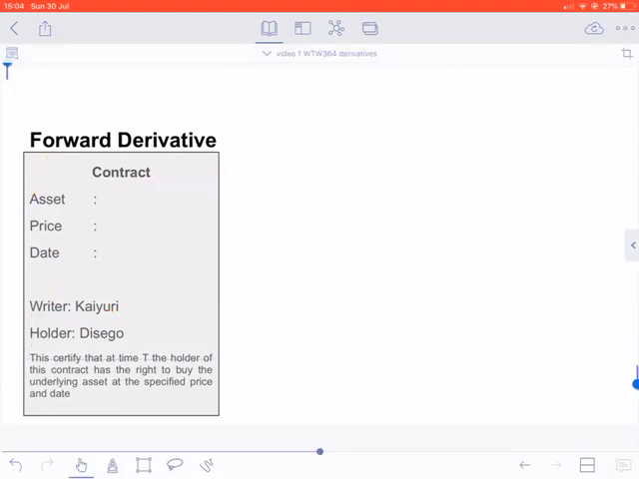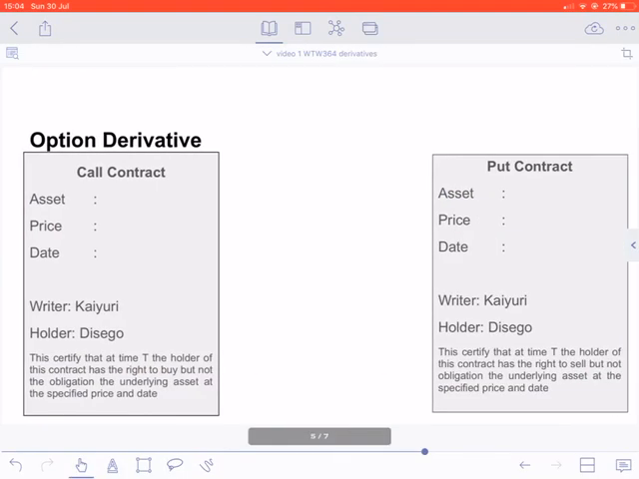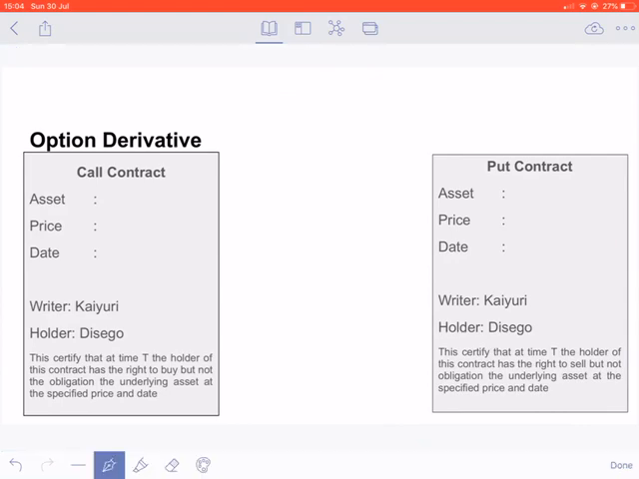Now we are going to talk about option contracts. What is the difference? There are two types of option contract, right? A put and a call. A call option gives the holder the right to buy, but not the obligation, hence it's an option, right? So if you are the holder of a call option, it means that you have the right to buy the underlying asset. Let's say now we have 10 tons of grain, right?